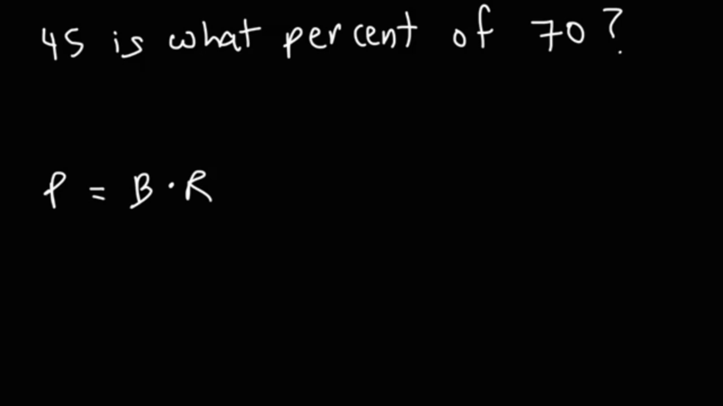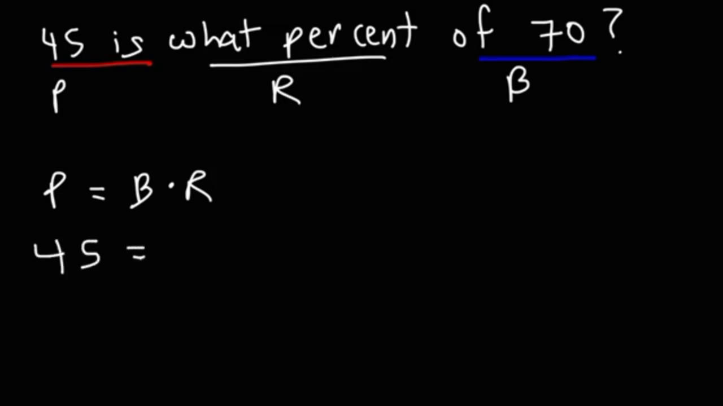P is associated with the word "is." 45 is, so 45 is going to be P. "Of" is associated with the base. So 70 is the base. The percentage in this formula is associated with R, the rate. So in this example, we want to calculate the value of R. So P is 45, B is 70, and now we need to get R by itself. To do that, let's divide both sides by 70.